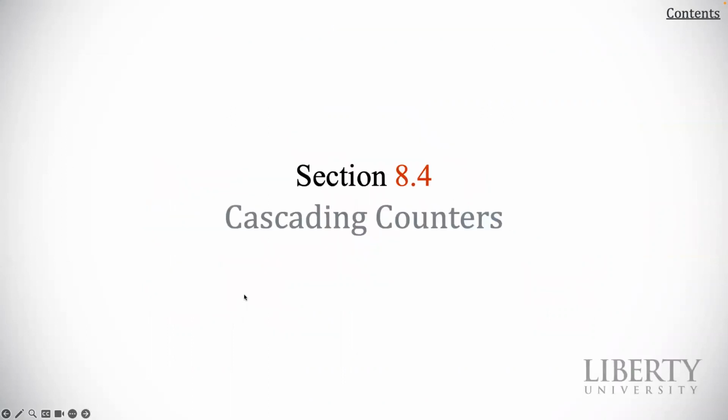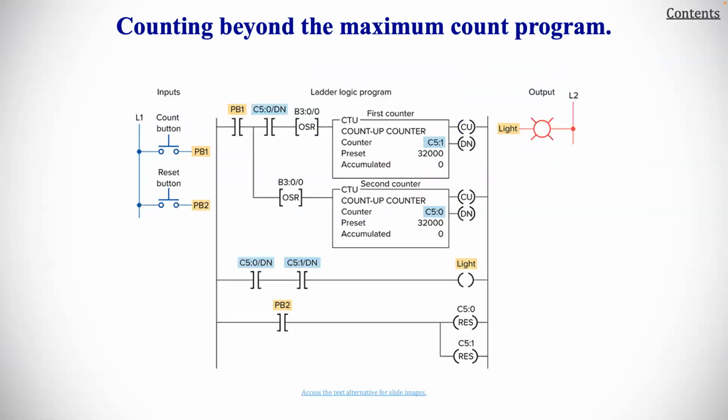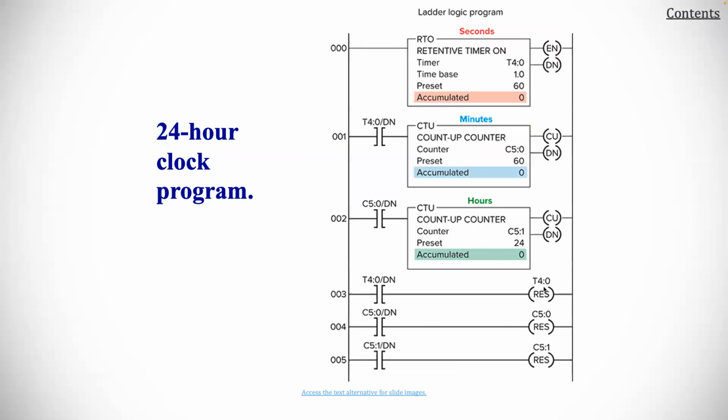Okay, let's talk about cascading counters. Depending on the application, it may be necessary to count events that exceed the maximum number allowable per counter instruction. One way of accomplishing this is by interconnecting, or cascading, two counters. This is what it would look like, the up counter, the first and the second. And so here, this is how we can get that larger amount of counting going on. Here is a cascading counter for extremely large counts. This is another way that you can be looking at implementation.